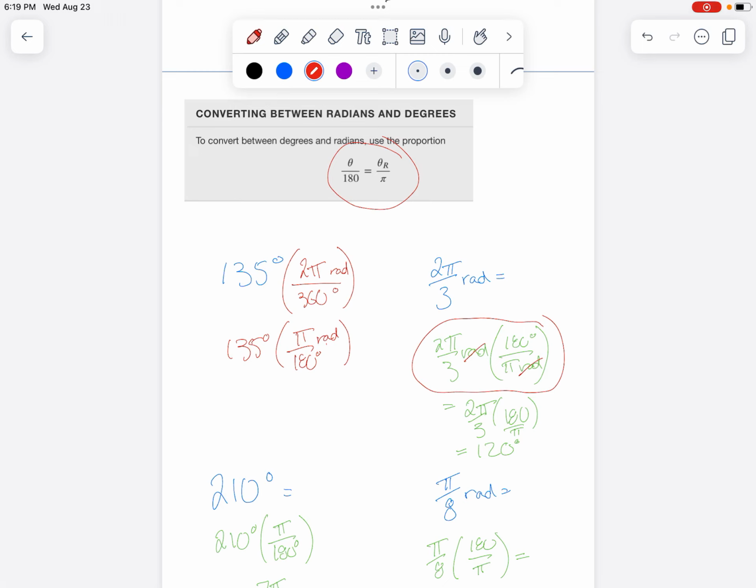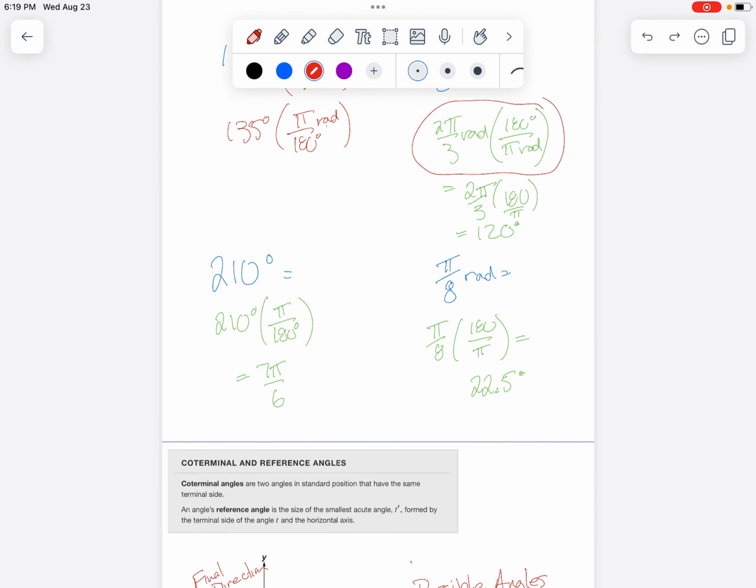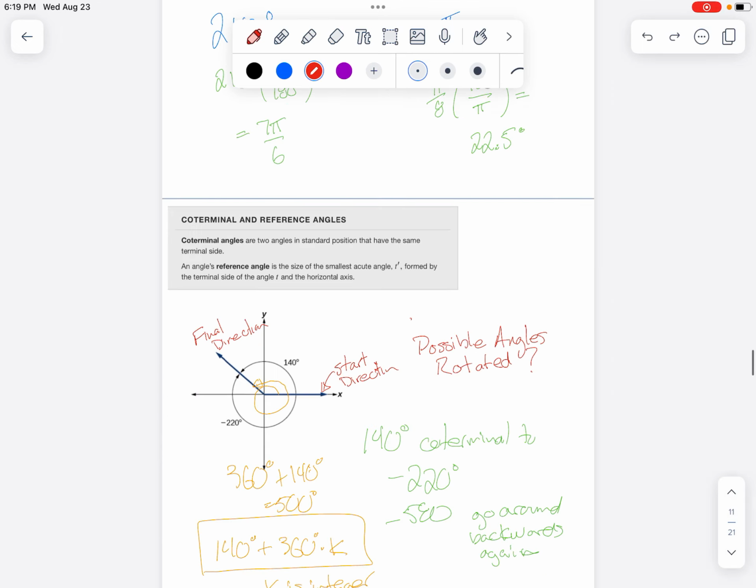And then, in this case, 2 pi over 3 and the 180 over pi, the pi's cancel out, and it comes out to a nice 120. Sometimes it comes out to a decimal, sometimes it comes out to a nice value. But you can do those multiplications to convert. Just keep in mind what the units are, and that'll tell you whether you need to use pi over 180 or 180 over pi as your conversion factor.